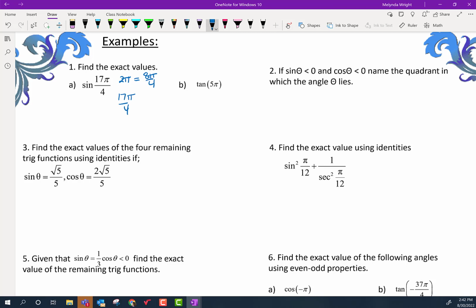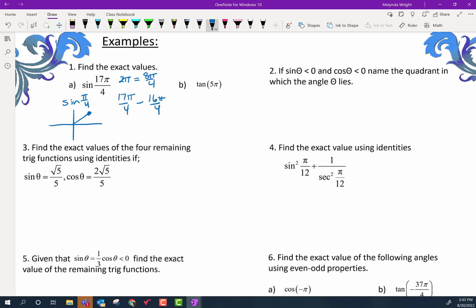So let's think about it that way. I could take 2 of the 8 pi over 4. So I could take 16 pi over 4 out. And that would leave me with 1 pi over 4. So what we're looking at is, what is sine of pi over 4? Sine of pi over 4 is going to have the identical value to sine of 17 pi over 4. We just pulled off the rotations. So let's get to our unit circle.